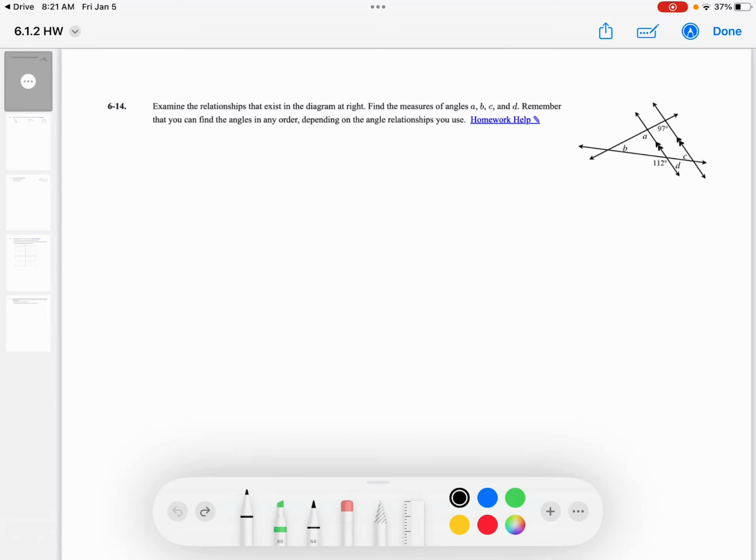All right, we're going to work on review and preview problems, starting with problem 614. Examine the relationships that exist in the diagram at right. Find the measures of A, B, C, and D. Remember that you can find the angles in any order depending on the angle relationships that you use.